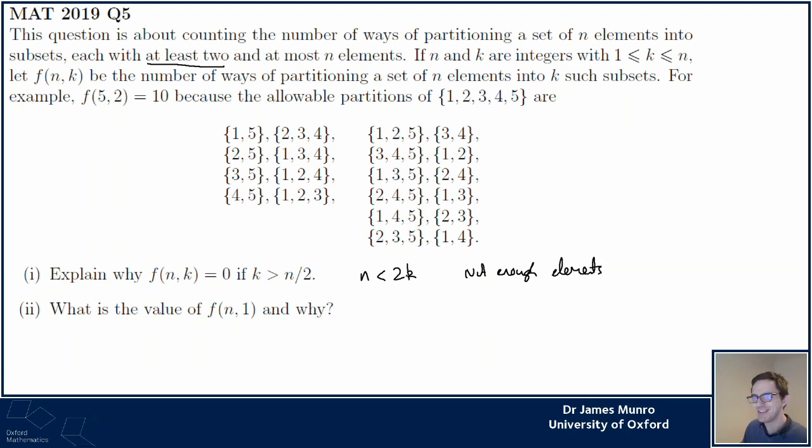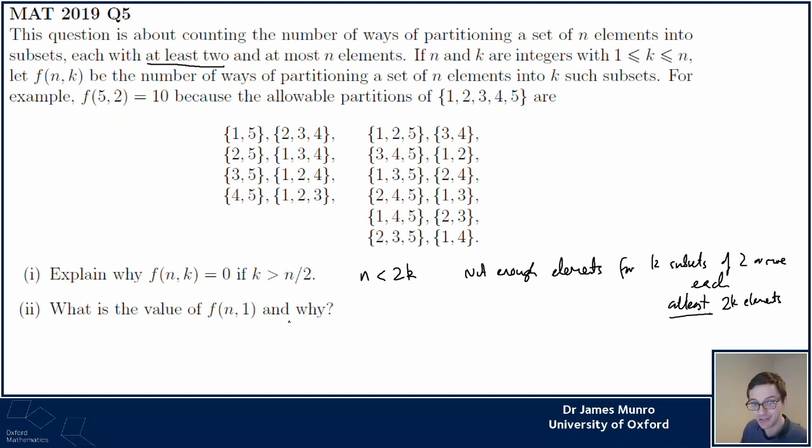Well, 2k, hang on, if we've got k subsets of 2 each, if we've got k subsets of 2 or more each, then we need at least 2k elements. If n is less than 2k, we haven't got enough things to put in all of these subsets. Okay, so no possible partitions meeting this constraint that we have at least 2 things in each subset.